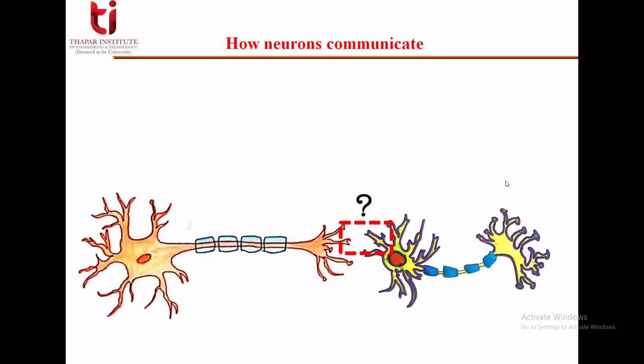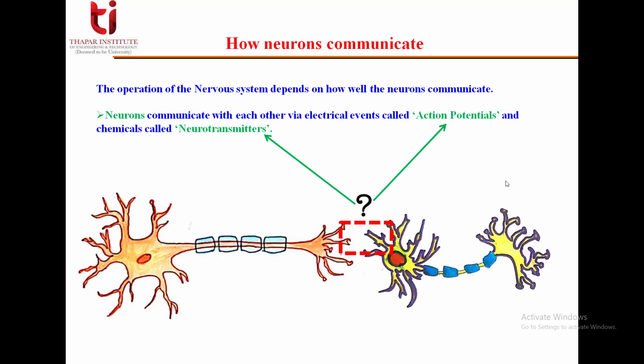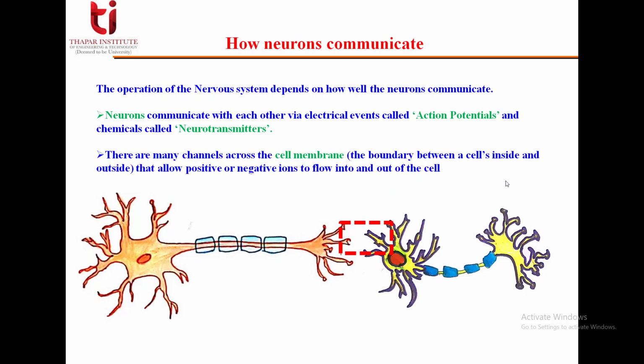As you can see in this diagram, it is showing two different neurons. So we can say the operation of the nervous system mainly depends on how well the neurons communicate. Neurons communicate via electrical events known as action potentials and also chemicals, which are neurotransmitters.